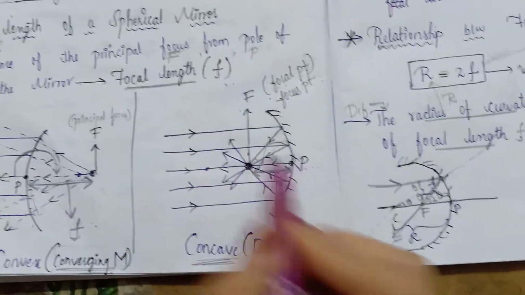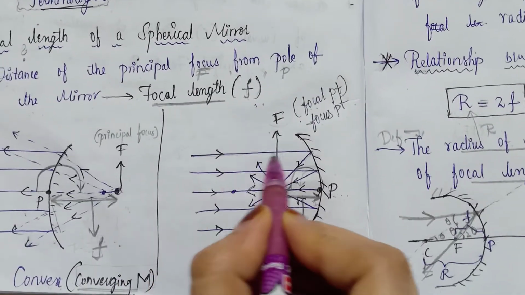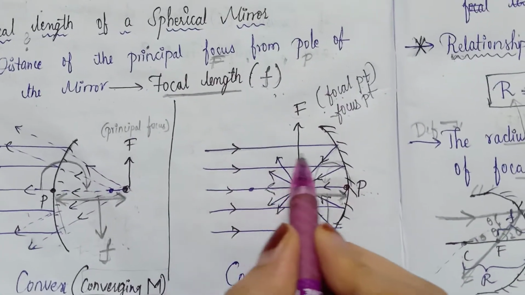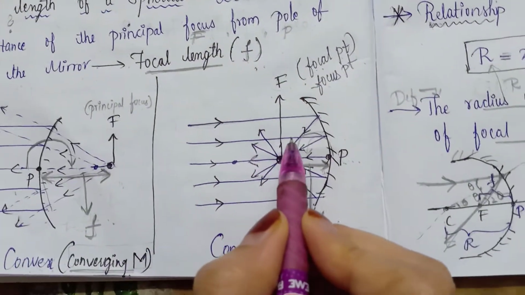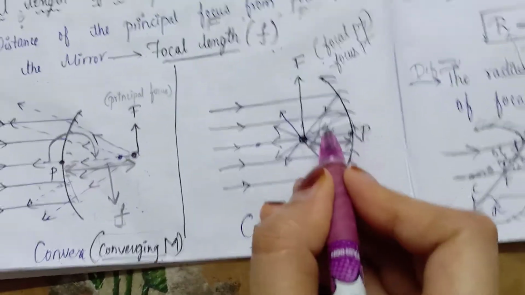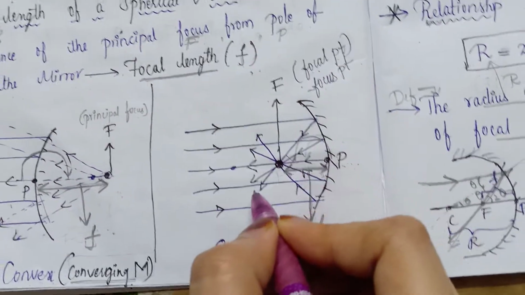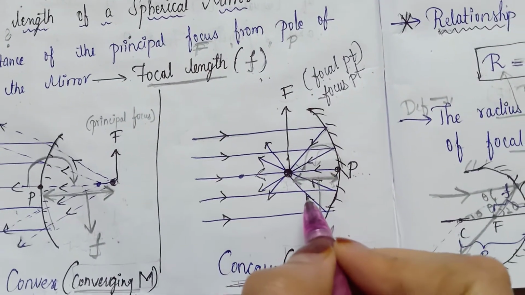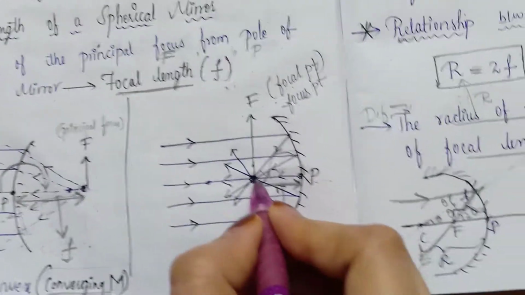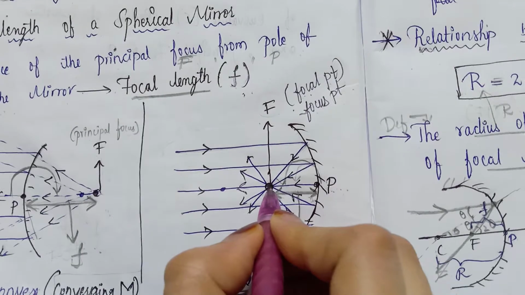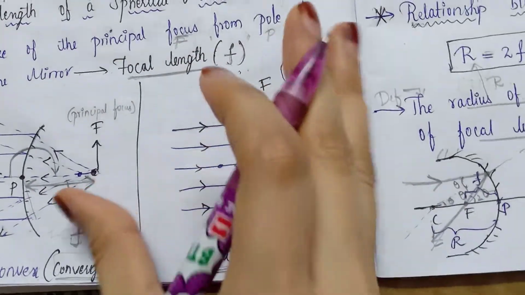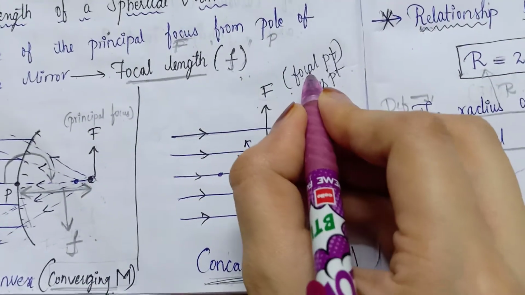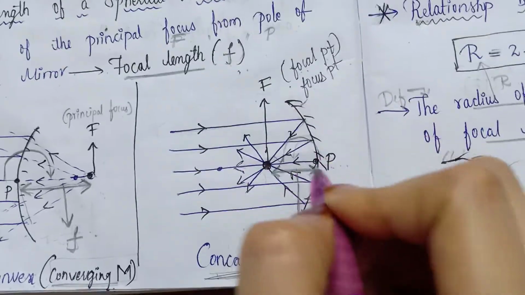As you can see here, in the concave mirror, the light rays are incident on the concave mirror and are reflected back in different directions. At a particular point they converge, the different rays intersect and meet at that particular point. That point is nothing but the focal point or the focus point.